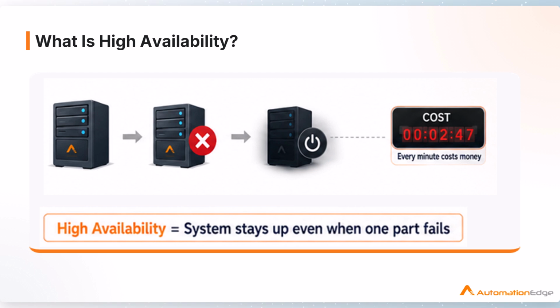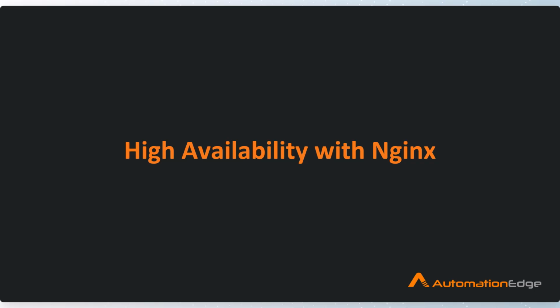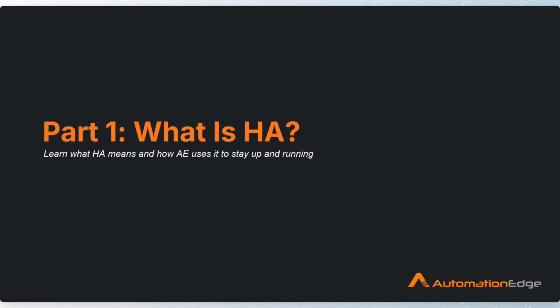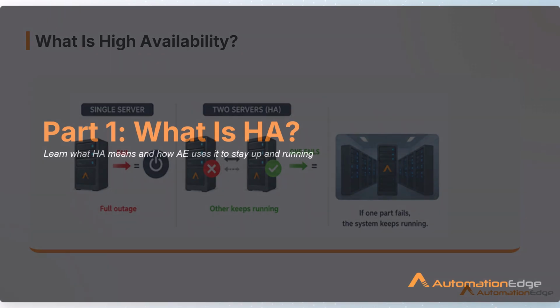In this video, we are going to see high availability, HA, for Automation Edge server using Nginx. Here, you'll learn what HA means, why Automation Edge needs it, and how its components work together to keep your system running, even when something fails.